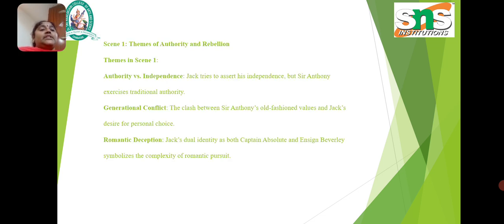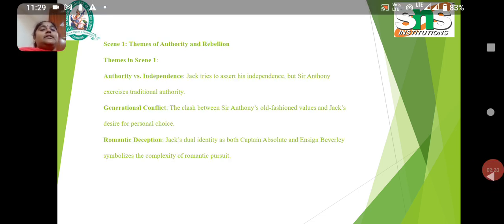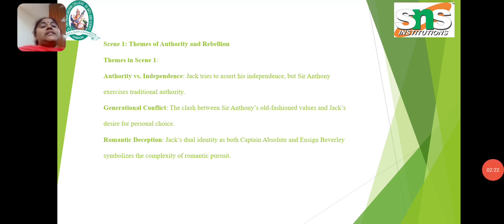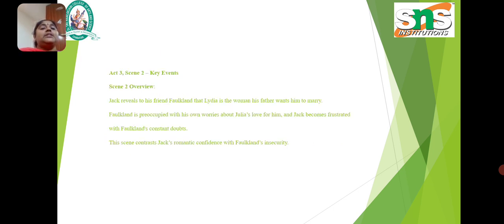The theme of authority and rebellion. Authority versus independence. Jack tries to assert his independence, but Sir Anthony exercises traditional authority. The clash between Sir Anthony's old-fashioned values and Jack's desire for personal choice. Jack's dual identity as both Captain Absolute and Ensign Beverly symbolizes the complexity of romantic pursuit.